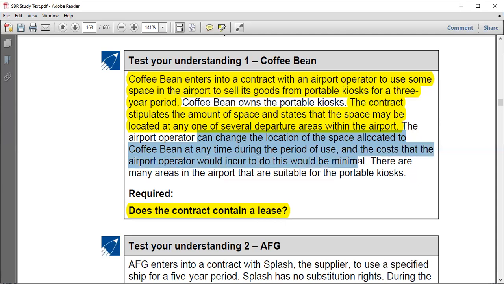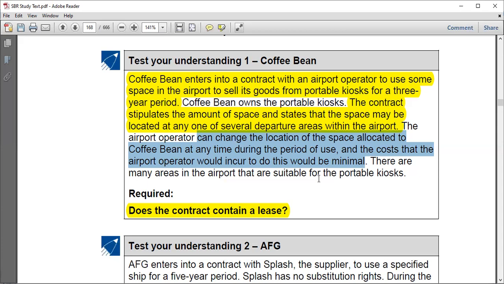Now, do you see this extra sentence? The airport operator can do that at a minimal cost. That means that the airport operator can benefit, because they will not just shift something without getting benefits. They shift because they expect to gain some benefits and the costs are minimal. It means that the airport operator can still gain something, although it seems that Coffee Bean has already been granted the rights to locate their own business. So here we are told there are many areas in the airport that are suitable for the portable kiosks, but still the airport operator can just change according to their wishes, and the cost would be minimal. So the question asks whether the contract contains a lease.